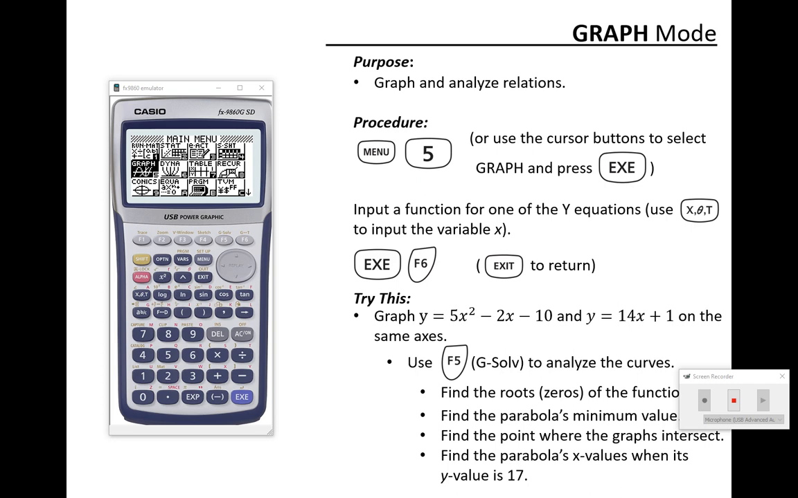Find the parabola's y value. Where was I? I'm going to graph, and it says find the parabola's y value, so I'm going to hit G-solve. And one of my options is y calculation. So you can literally go F1, choose a function, and when its y value is, well, I don't want that one. I want G-solve x calculation for a y value of 17. And it finds the x value.